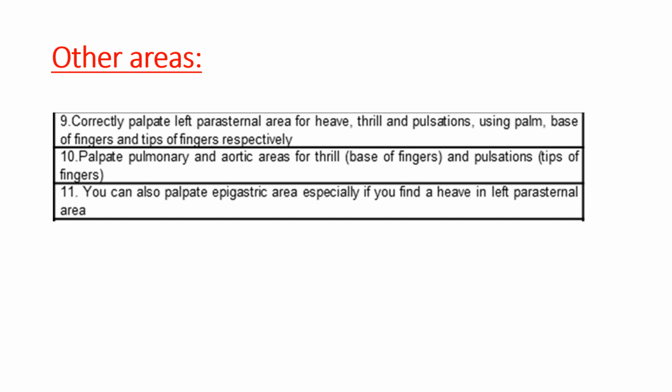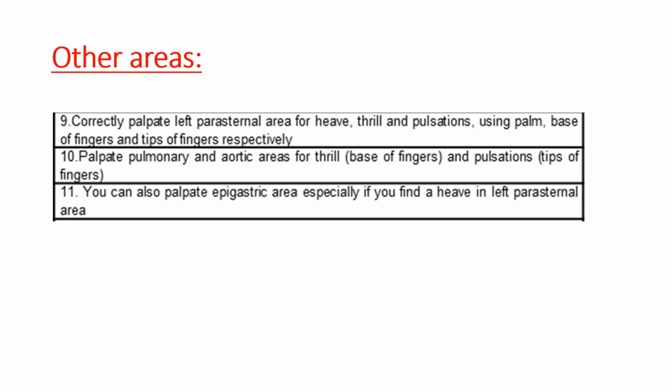Okay, after we finish the apex beat, you have finished only the apex beat as a pulsation. So in this area we also need to check for thrill. You have to put the base of the finger on the same area and see if you are feeling any thrills or not. Then you go to the left parasternal area, which is the RV area. You have to check for three things: heave, thrill, pulsation. So in the same area, you have to make three movements. First you put your palm to feel heave, then you put the base of the fingers to feel the thrill, then the tips of the fingers to feel any pulsations.